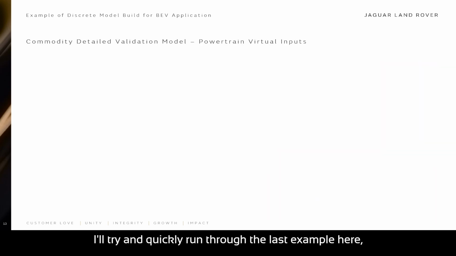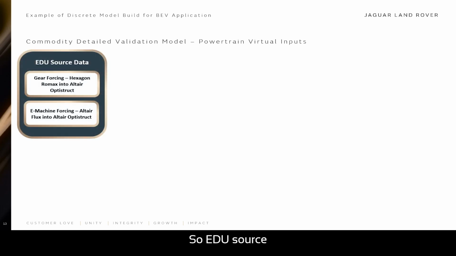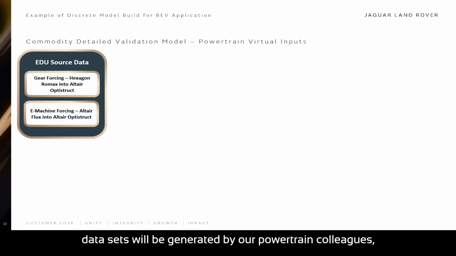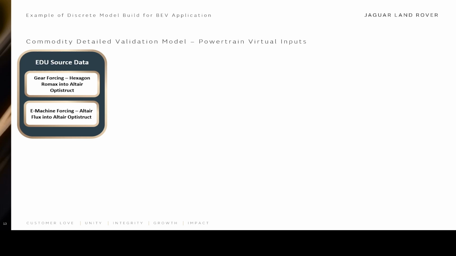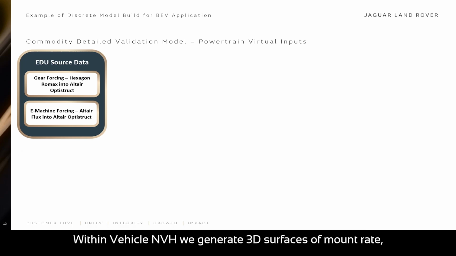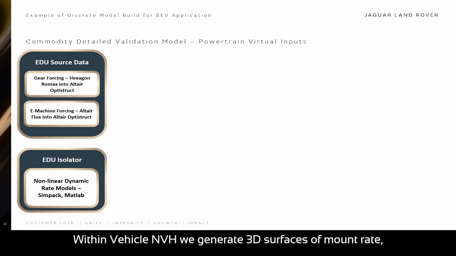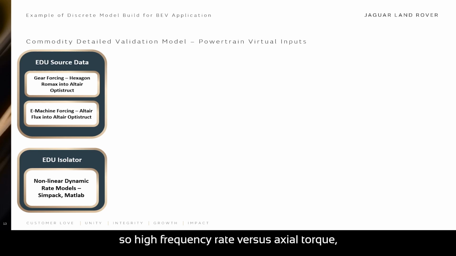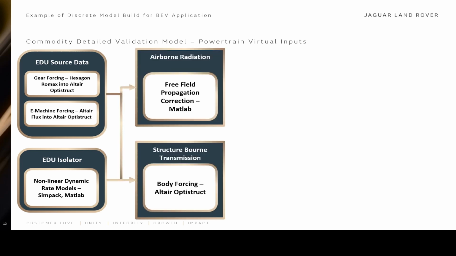I'll try and quickly run through the last example here, which is the detail validation model using powertrain virtual inputs. So EDU source data sets will be generated by our powertrain colleagues, separated into gear forcing and e-machine forcing. So each mechanism is generated separately or using separate software. Within vehicle NVH, we generate 3D surfaces of mount rate, so high frequency rate versus axle torque. So we have a process to generate those.